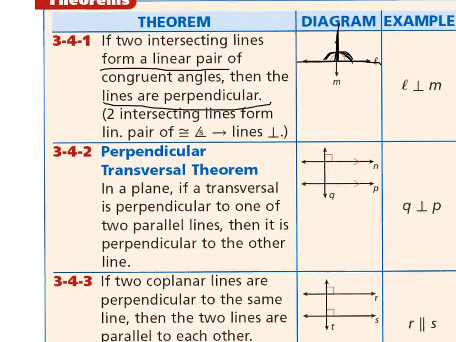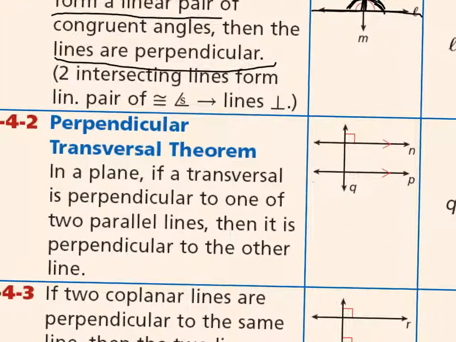Your second term that you need to learn says, in a plane, if a transversal is perpendicular to one of two parallel lines, it means if this transversal forms a 90-degree angle with this line, it also forms a perpendicular line with this guy. So this would also be 90 degrees. If you have two parallel lines and a transversal goes through and makes one line perpendicular, the other is also perpendicular.